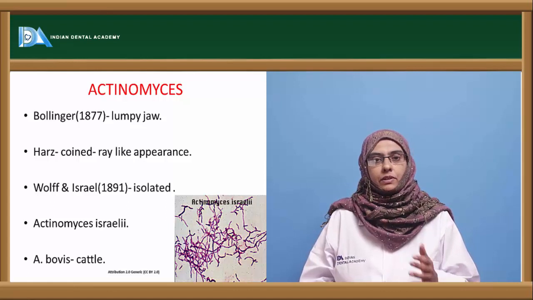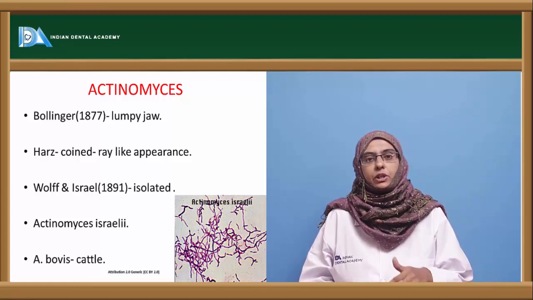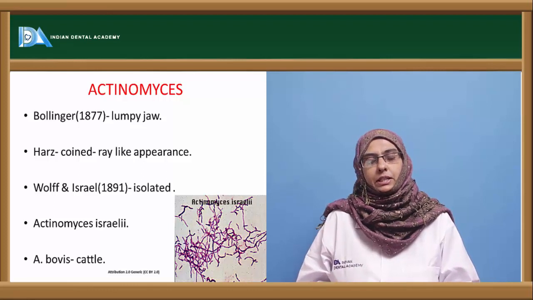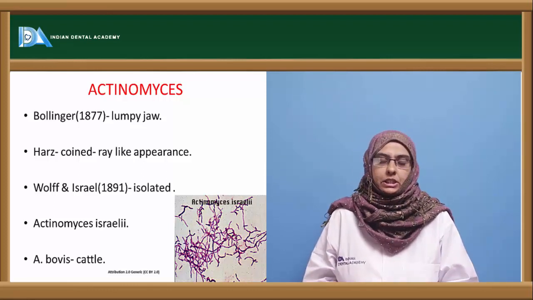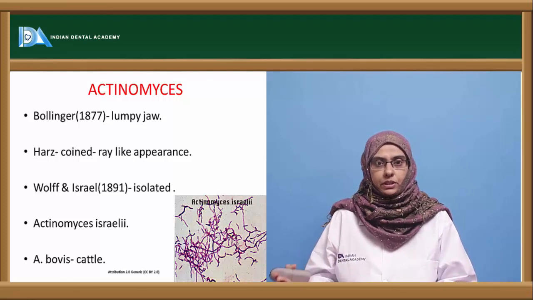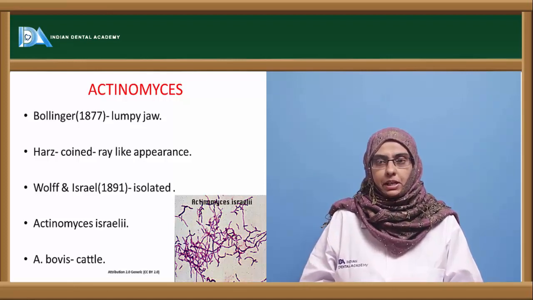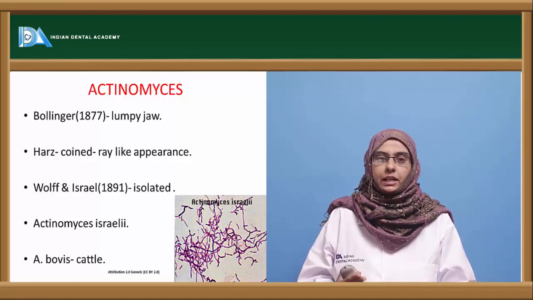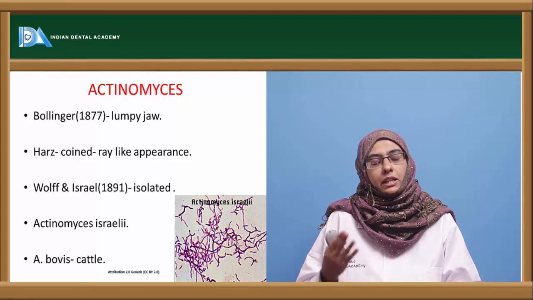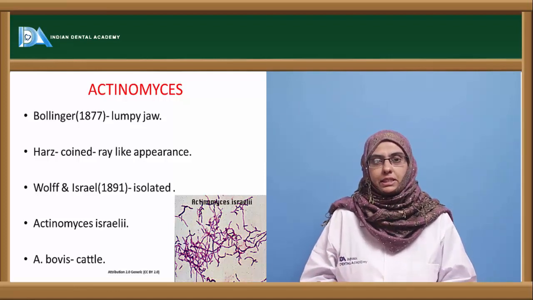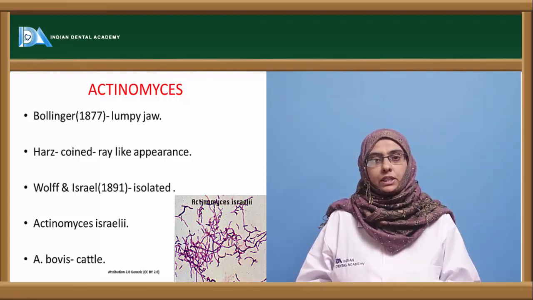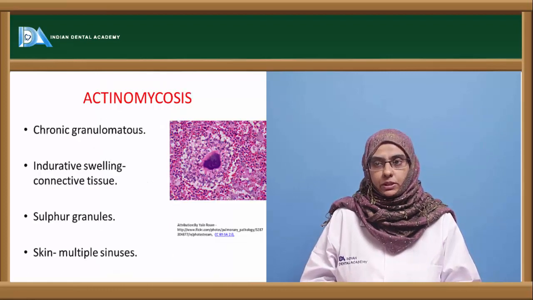The organism was first isolated from human infection by Wolf and Israel, who were successfully able to isolate the organism from the human infection and transmit it to experimental animals such as rabbits and guinea pigs, which showed the same type of disease. Hence the organism isolated was named Actinomyces israeli, which causes infection in humans. The organism involved in the disease of cattle is Actinomyces bovis.